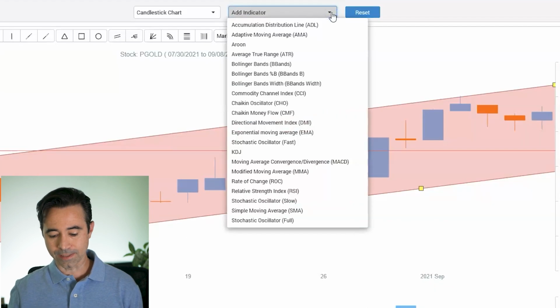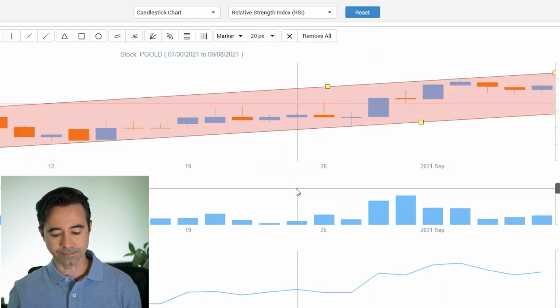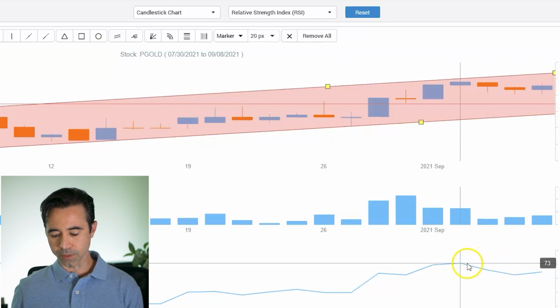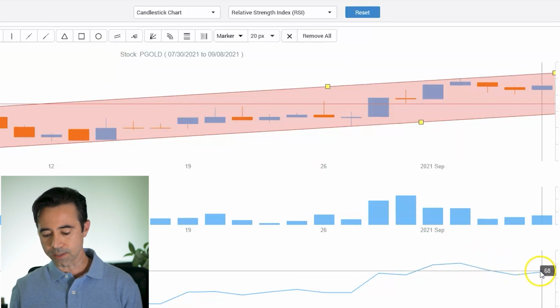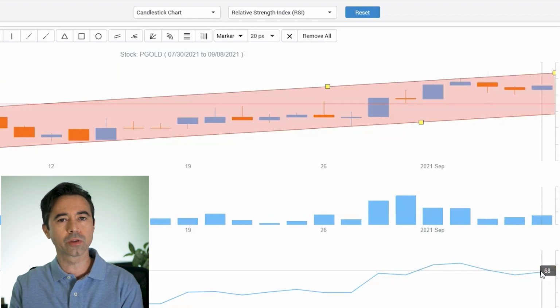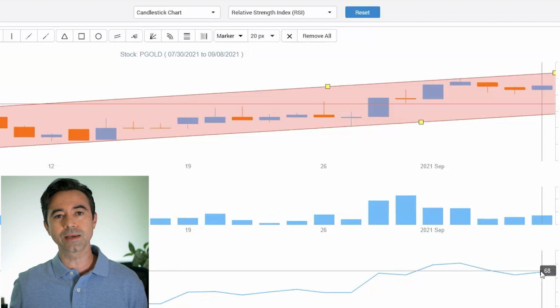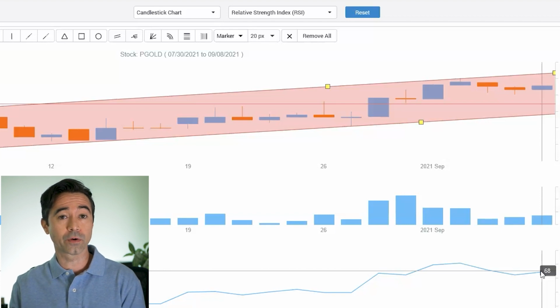So I'm going to click add indicator here and I'm going to go down to relative strength index or RSI. Now the RSI is a bit high and it's close to the overbought levels, but it has slightly gone down to about 68. Now I'm going to just look at this and kind of watch this RSI indicator. But generally speaking, I like what I see here for Pure Gold. Okay, so the first part of this is done.